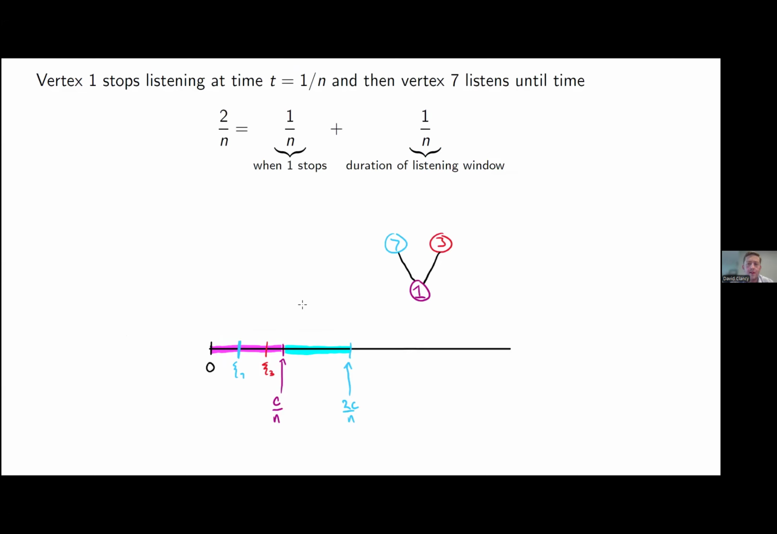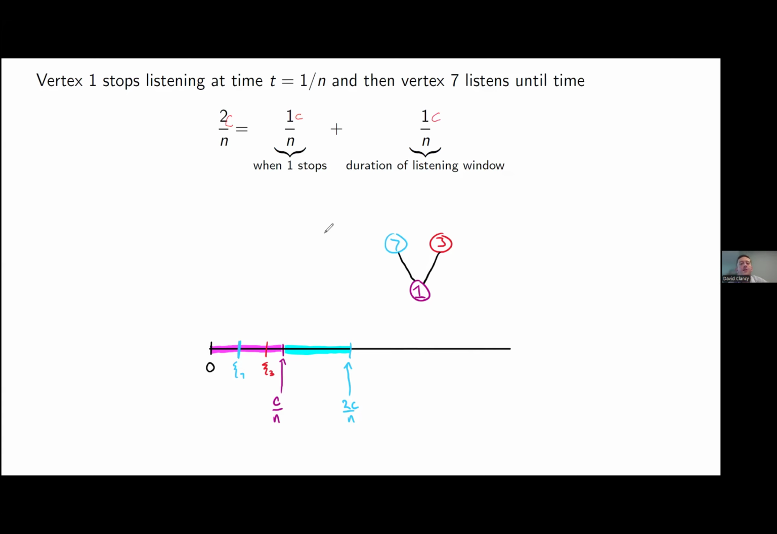Oh, sorry, this is a typo. This should be 2c over n. Let me annotate this. This should be 2. Oops. Okay, I can't annotate it. Here. It should be 2c, 1c, and then 1c.